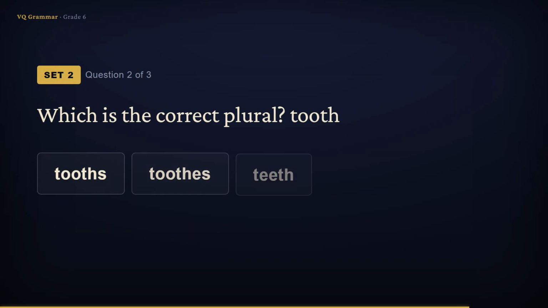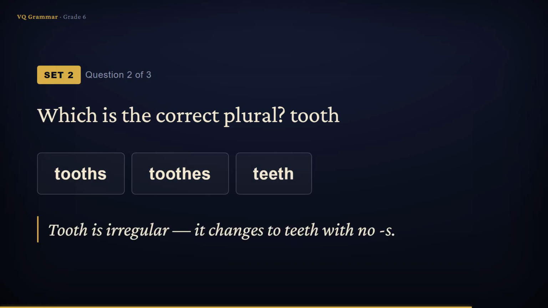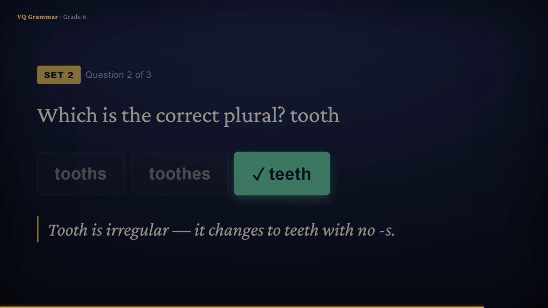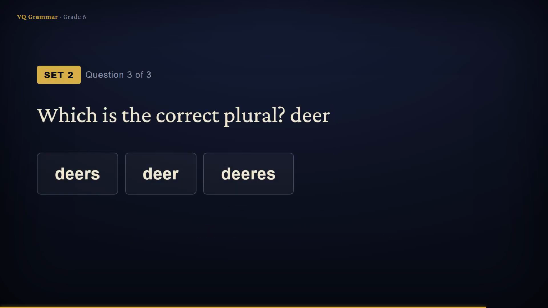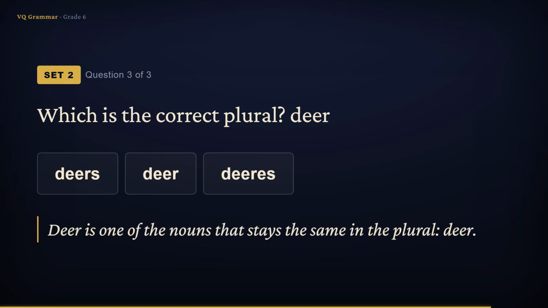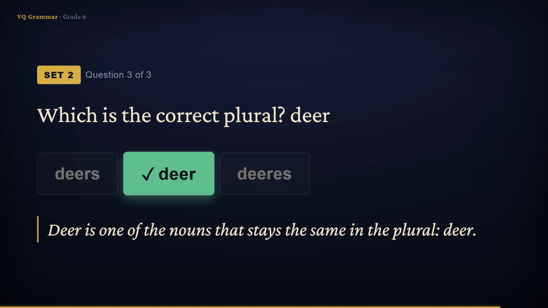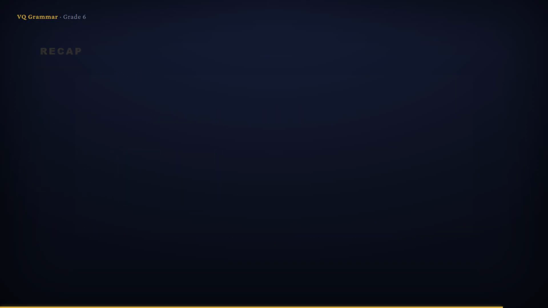Which is the correct plural of tooth? Careful, this one is a trap. Tooth doesn't take an S at all. It's irregular, and it changes shape into teeth, so the answer is teeth. Which is the correct plural of deer? This is one of those special words that never changes. One deer, two deer, a whole field of deer. The word stays exactly the same. So the answer is deer.